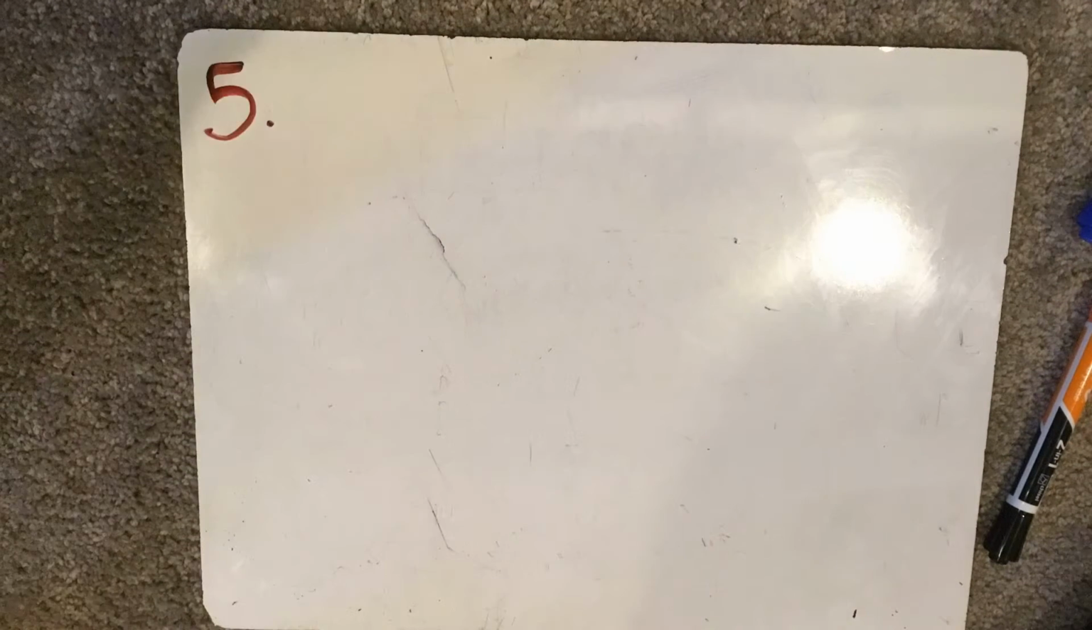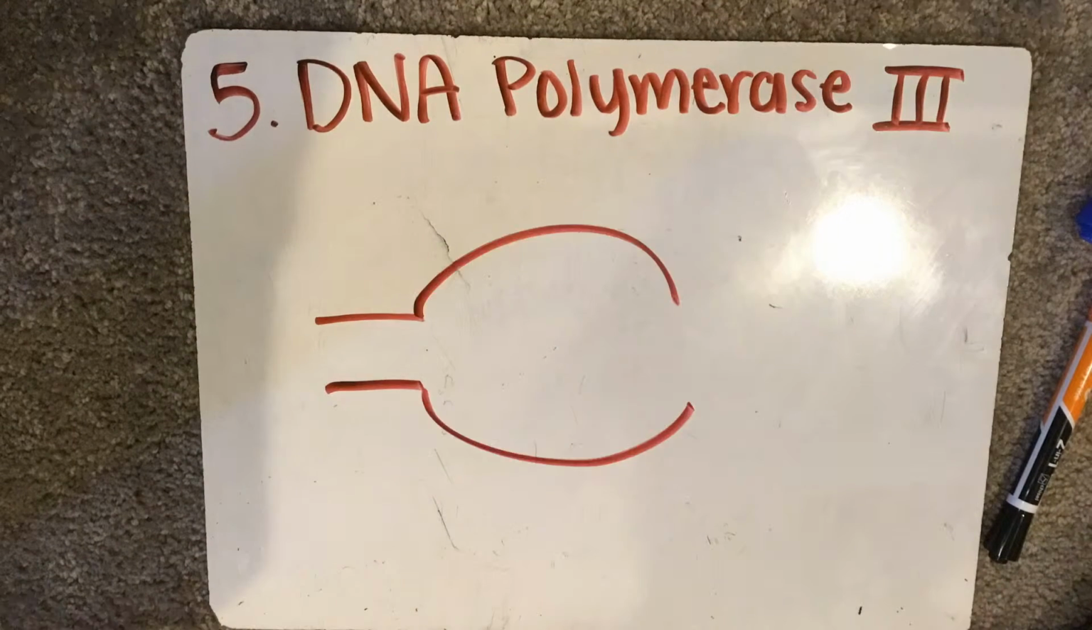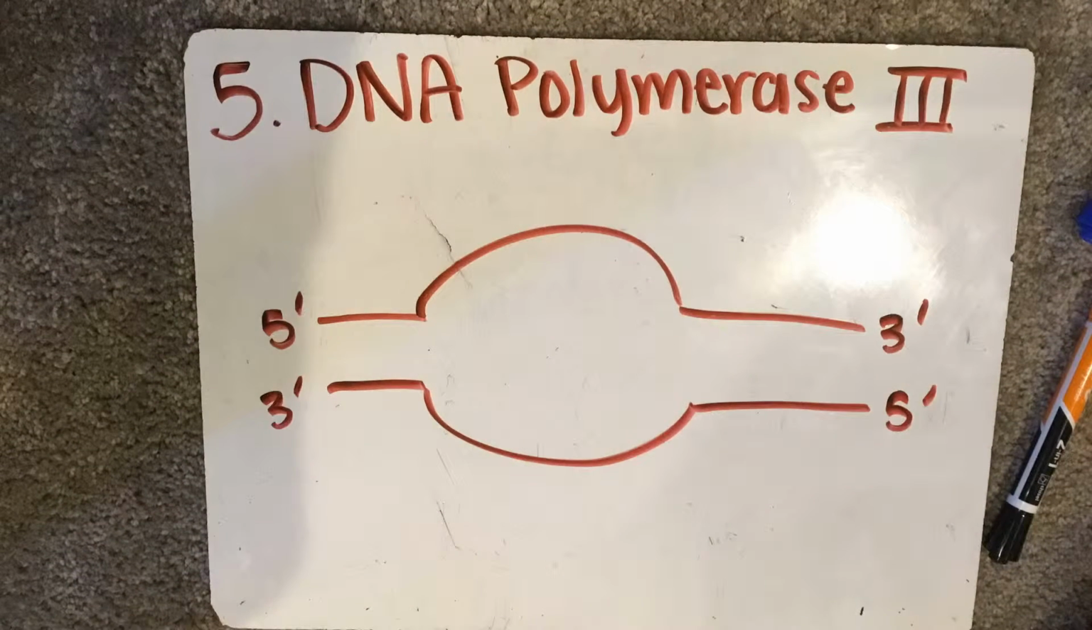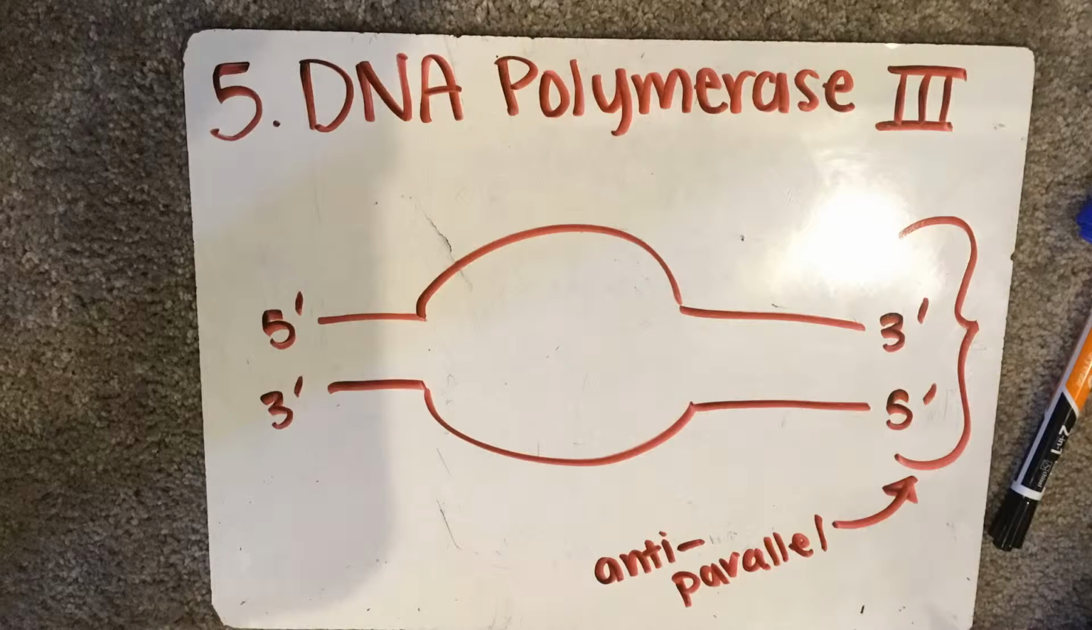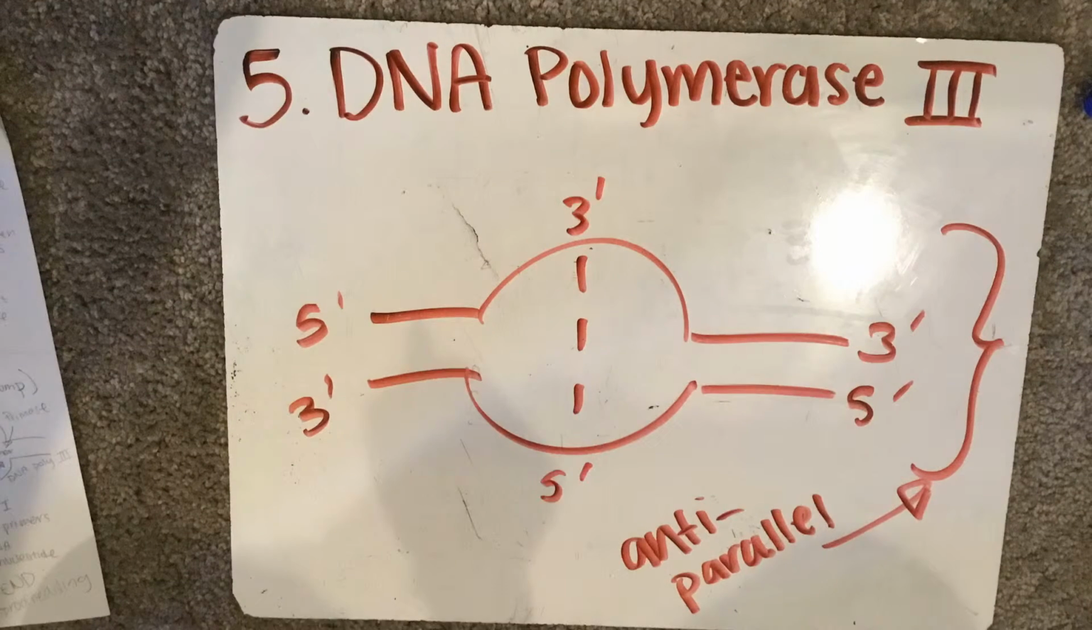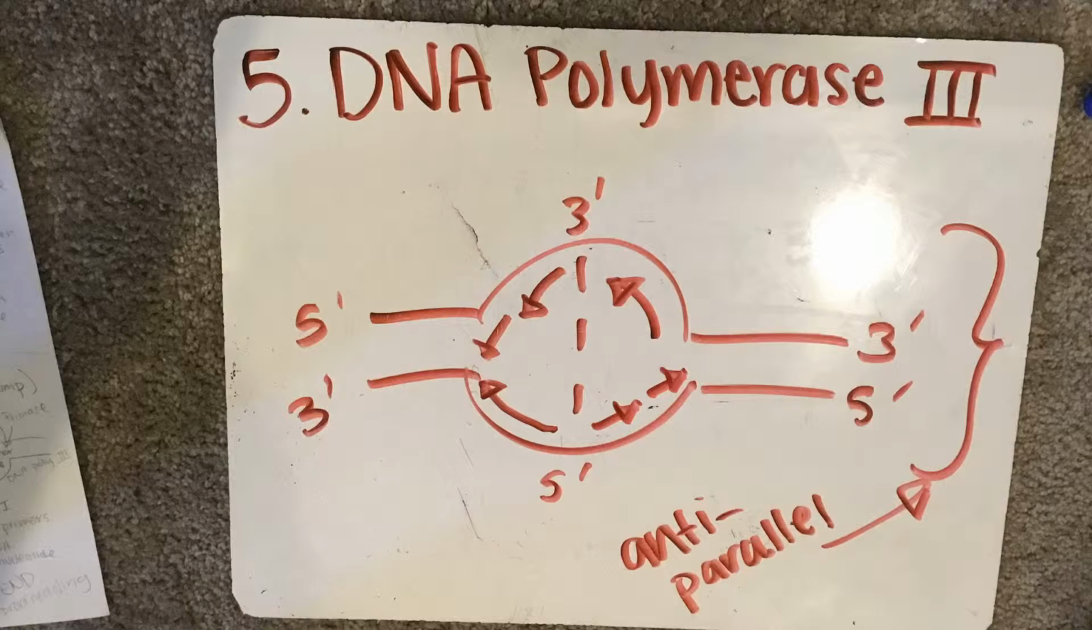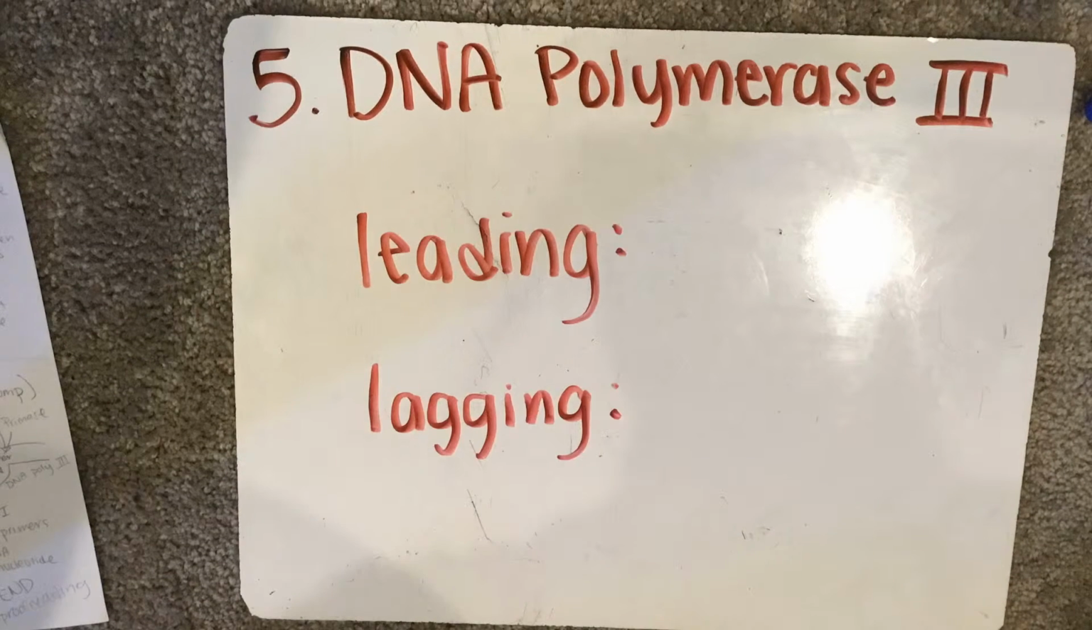Next is DNA polymerase III, which adds DNA nucleotides to the RNA primer sequence in a 5' to 3' direction. Since the two sides of DNA are anti-parallel, one side goes in the 3' to 5' direction, and the other goes in the 5' to 3' direction. The DNA polymerase III is only able to add nucleotides to the 3' end of the DNA strand.